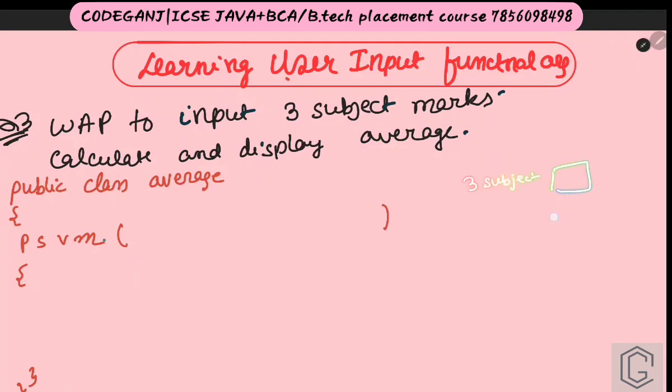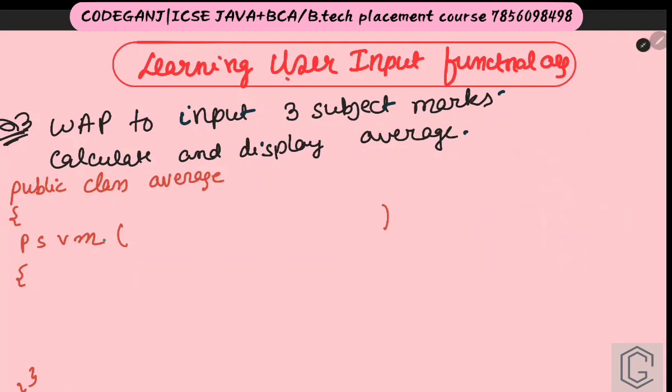Which means I have to store three subject marks, which means I will need three variables, A, B, C, or maybe you can take physics, chemistry, math, something like that. You can name the variables, right? And all these variables should have a data type, because the compiler needs to know how much memory it should keep for the marks. If you give it as integer, then it will keep 4 bytes. If you give it as double, it will keep 8 bytes, right? That is why any variable that you declare has to have a data type.